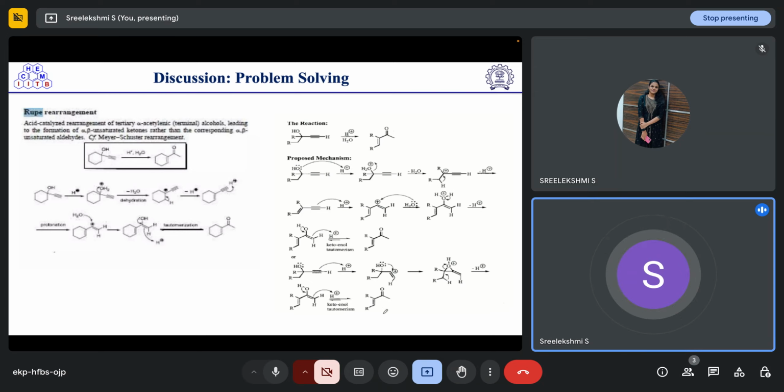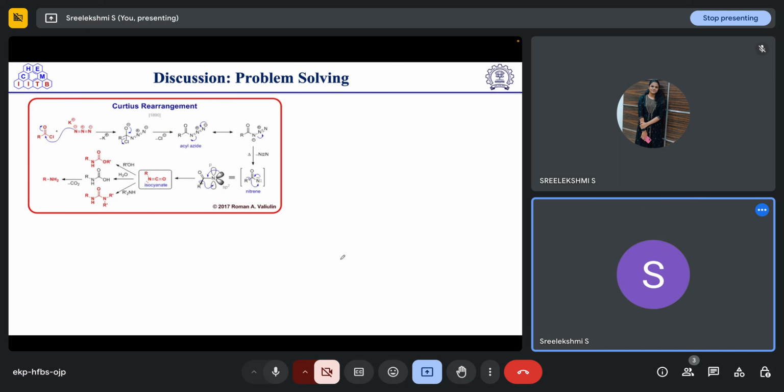So this is the rearrangement reaction involving oxygen center. Next, we are going to see some rearrangement reactions involving nitrogen center. So we will be seeing Curtius rearrangement, Schmidt rearrangement, Hofmann rearrangement, Lossen rearrangement. Almost everything is proceeding through the same or similar intermediate, we can say. Okay, let's see. So first one is the Curtius rearrangement.